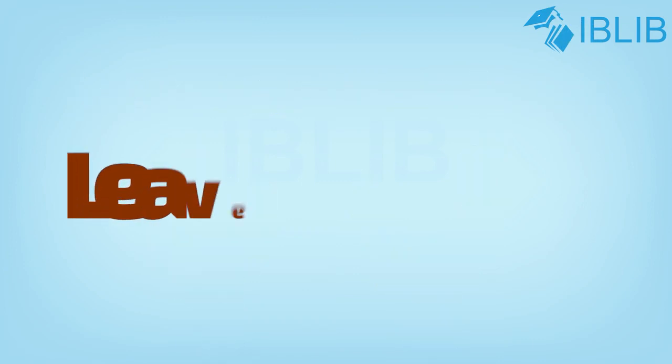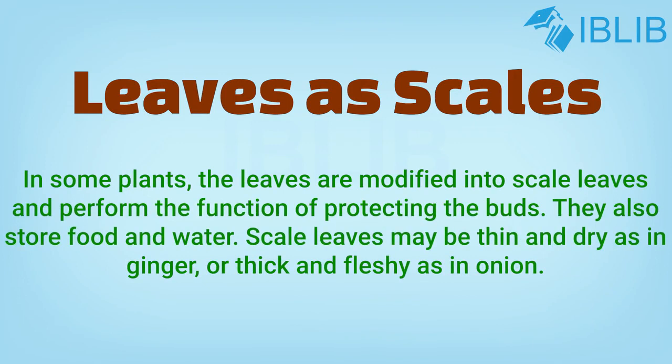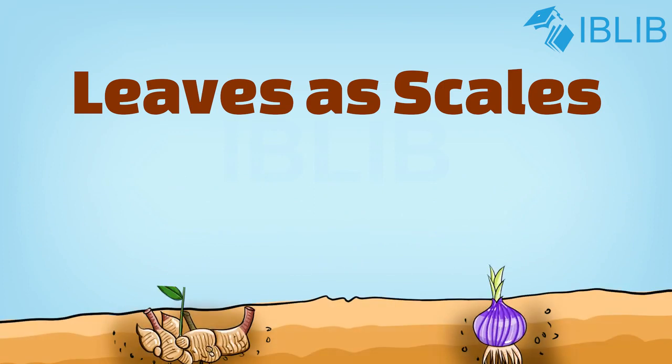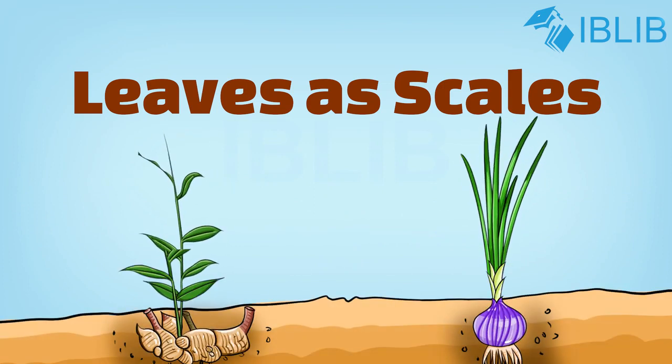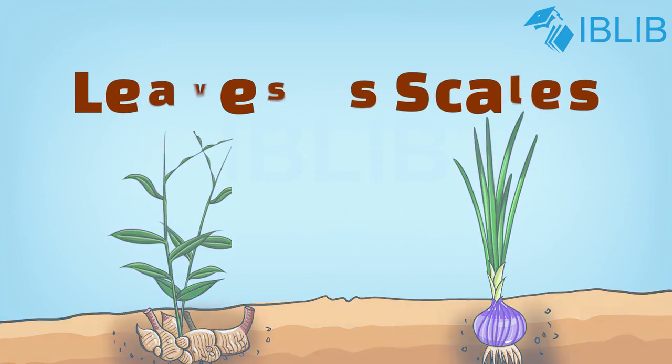The third type of modification is leaves modified as scales. If you see an onion or a ginger, these are examples of leaves modified as scales. It helps in protecting the buds inside, and it is very essential for storing food and water for the plant. For example, ginger and onion.